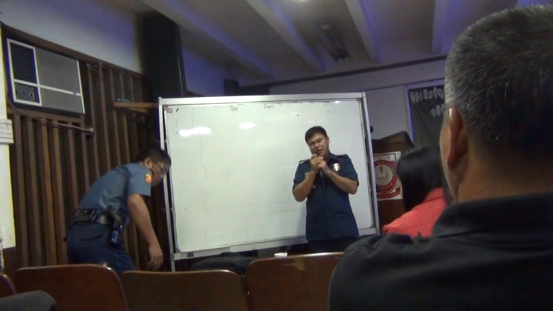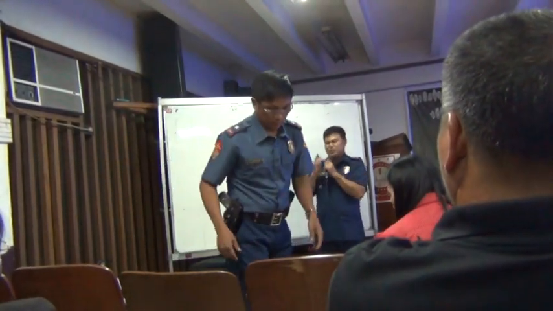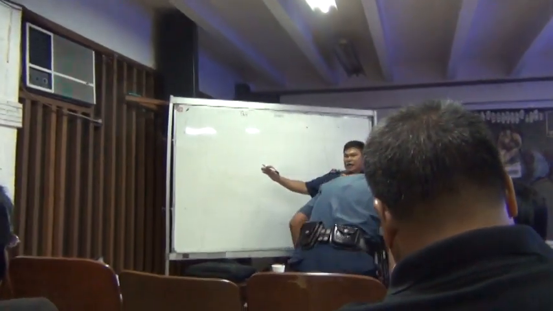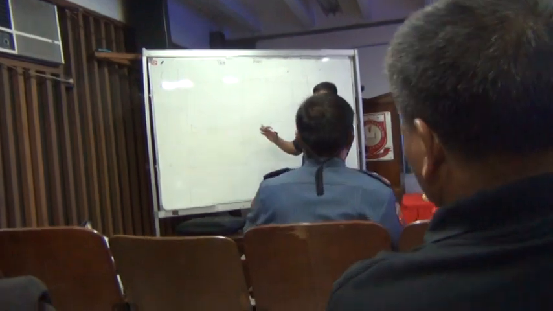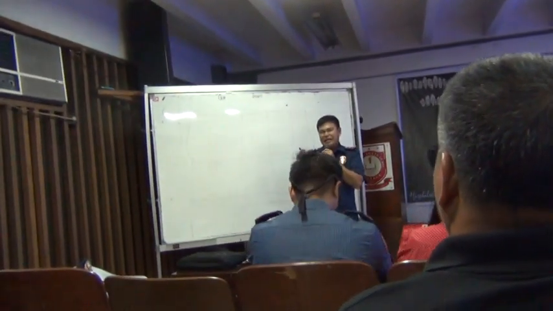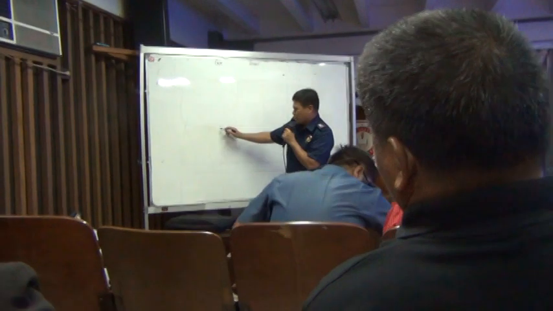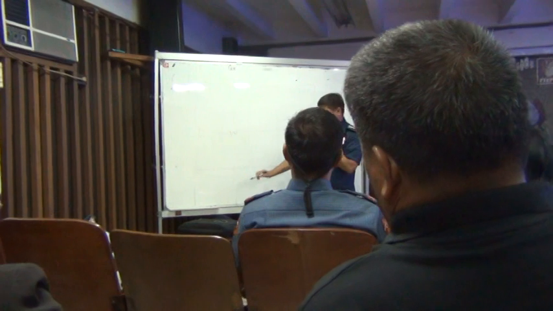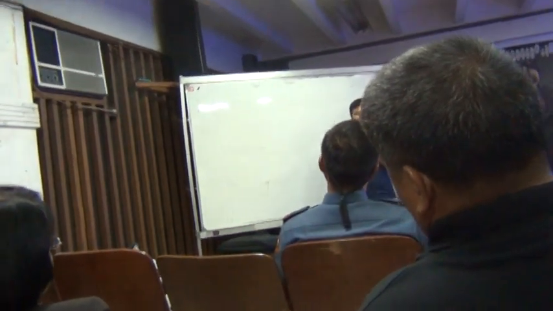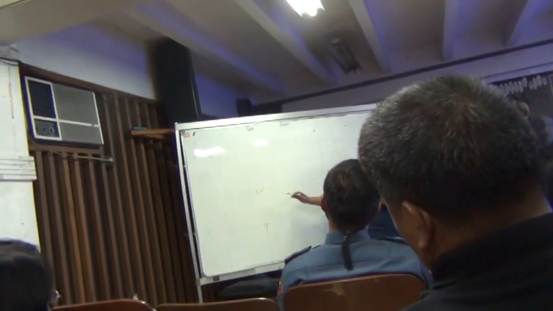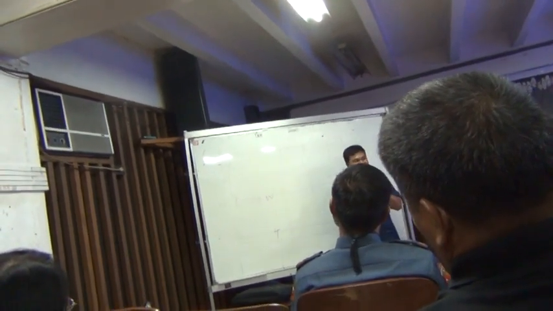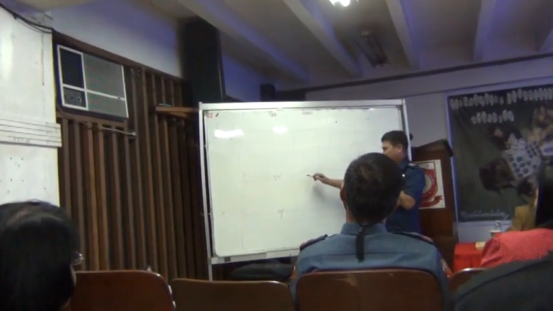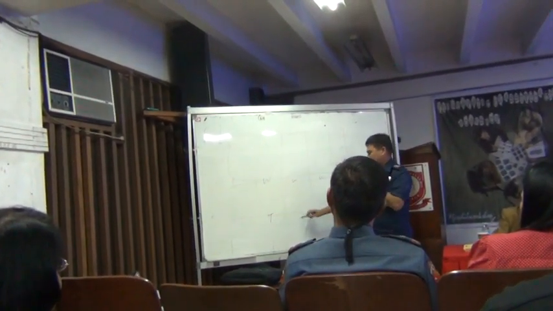Meron po tayong rules regarding the blocking. Pagdating po sa whorl, pagdating sa index finger, that must be written in capital letter. If that is whorl, lagyan mo ng capital letter W. So if that is tented arch, lagyan mo ng capital letter T. And the others should be written in small letter. Small letter, diba? W, pero small letter lang yan.